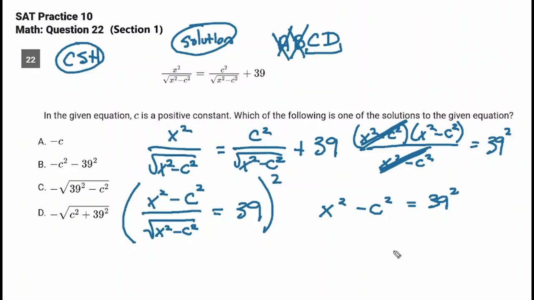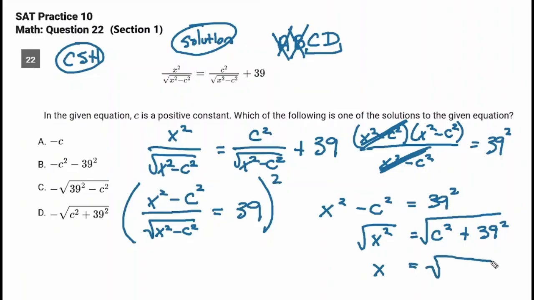We're looking for x, so we want to get x by itself as much as we can. How do we do that? x squared equals, notice how c squared is in front here and behind here. I'm not sure where to put it. I'm going to put it first. It's going to be c squared plus 39 squared. All right, now, what do I do now? I got to get x by itself. How do I do that? Well, I just got to take the square root of both sides, and I get x equals the square root of c squared plus 39 squared.